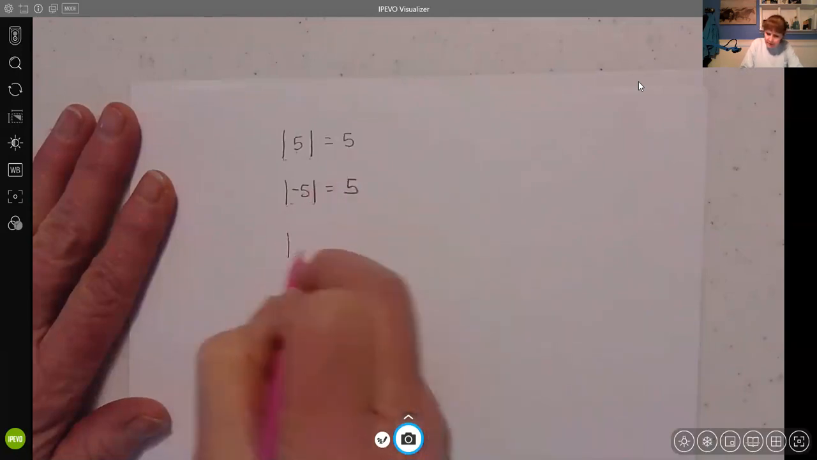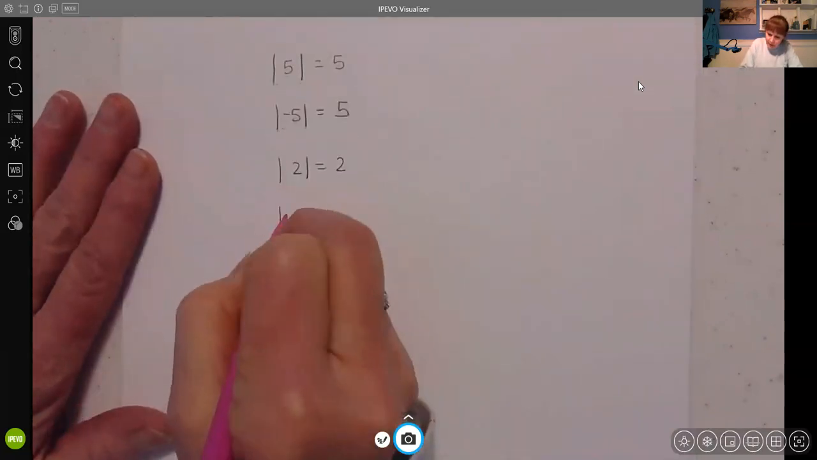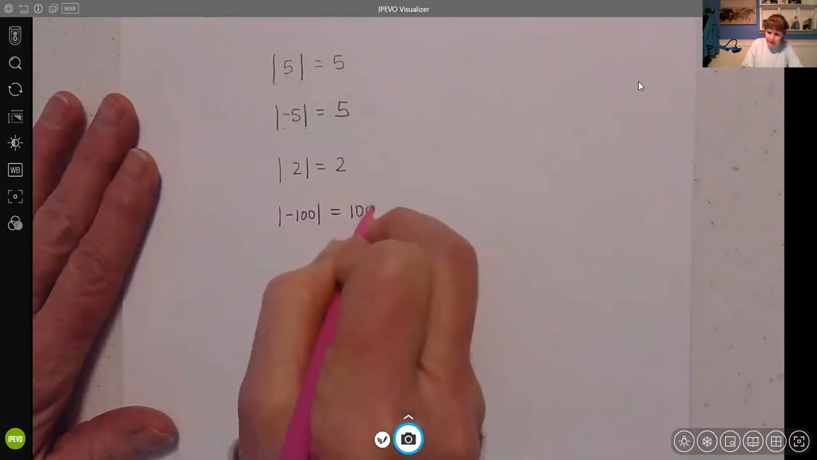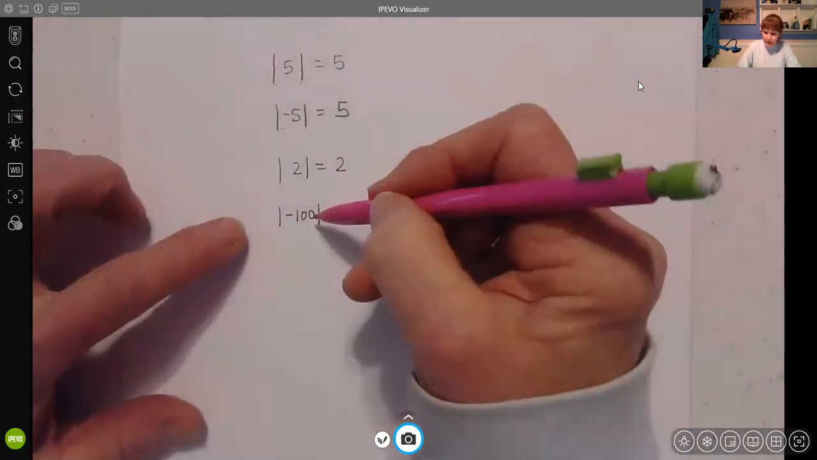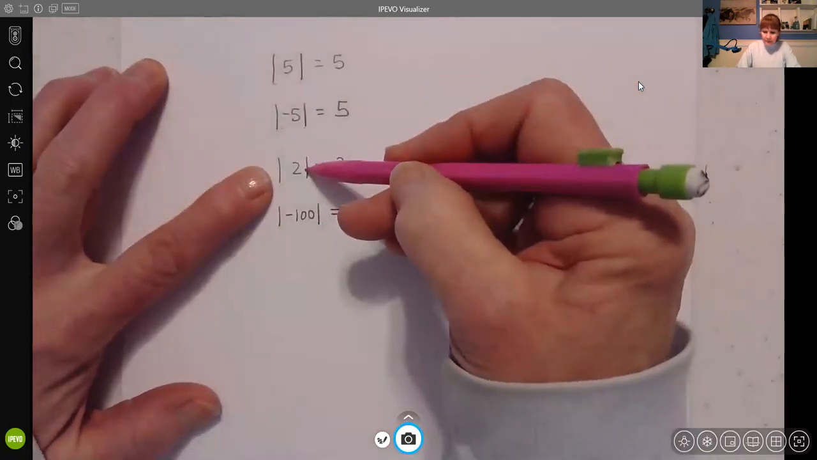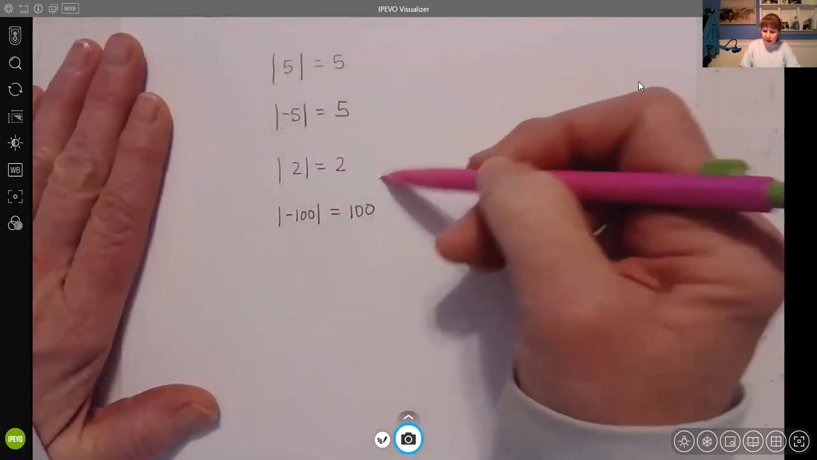So let's say the absolute value of 2 is 2. The absolute value of a negative 100 is 100. When you want to drop the absolute values, it's a positive. So no matter what, they're always positive.